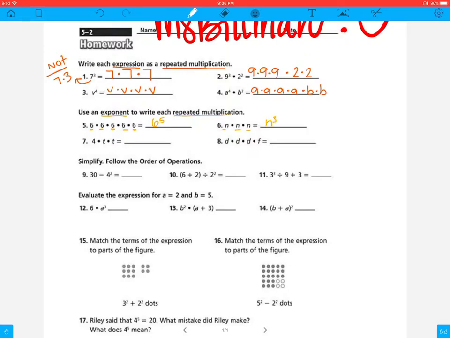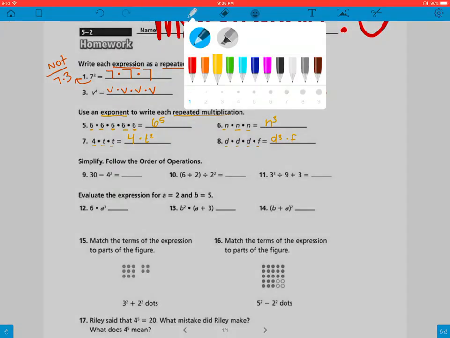For number 7, I have 1 4, so I just write 4, and I'm going to multiply that by t to the second power, because there are 2 t's. But I guess I could write 4 to the first, but no one does that, so don't do that. So I have 3 d's, so d to the third power, multiplied by f, because there's only one f.